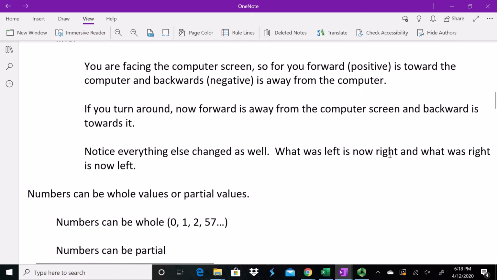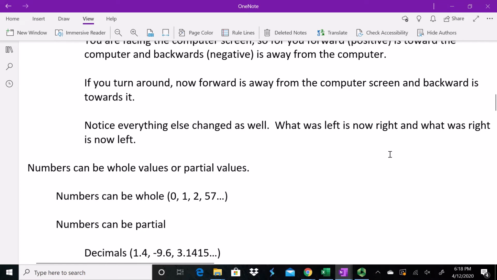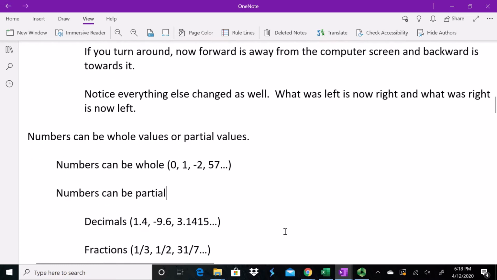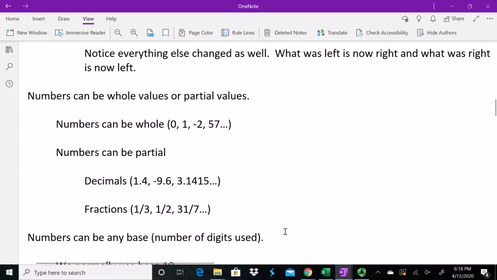Numbers can be whole values or partial values. Whole numbers meaning your integers, 0, 1, 2, 57. I could throw negative signs into here. It really doesn't matter. They're whole numbers. They're whole pieces of what we count with. Numbers can also be partial. Most things in life really are partial numbers. Decimals, 1.4, negative 9.6, pi, they're all decimal values. Another way to show a partial number is a fraction to show how much of a whole it is, such as 1/3, 1/2, or 31/7.